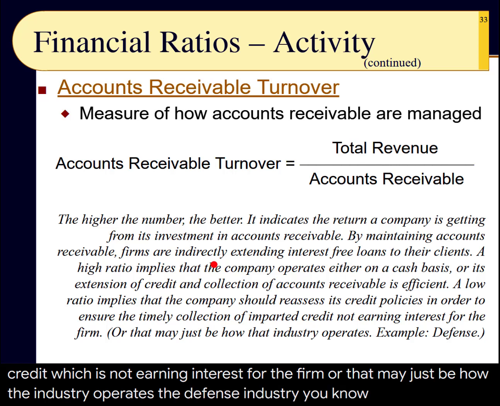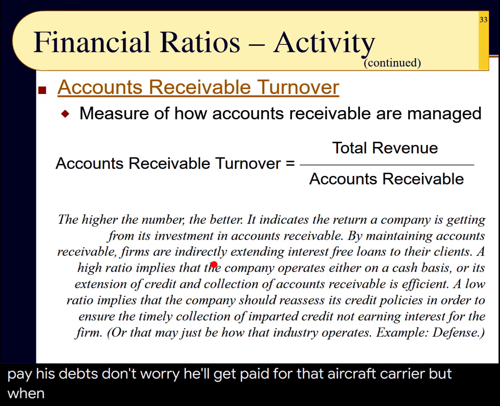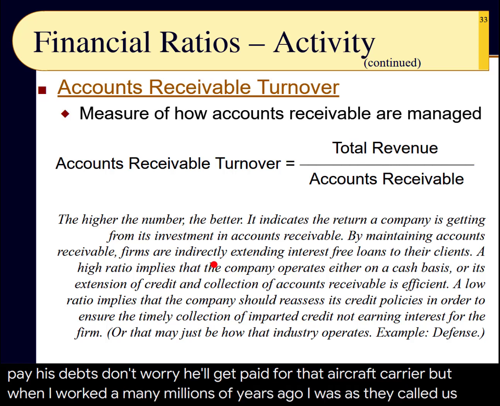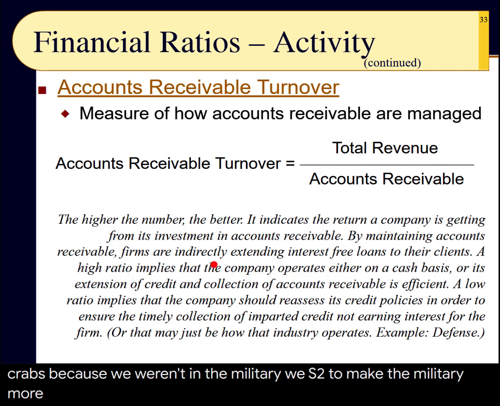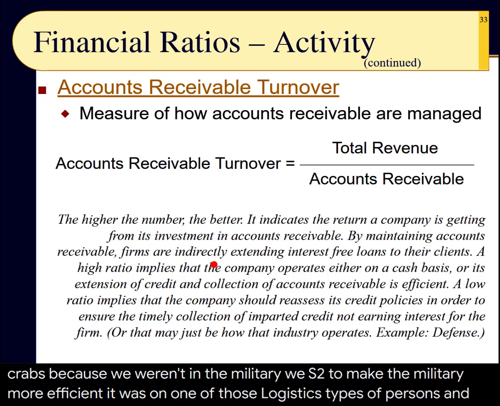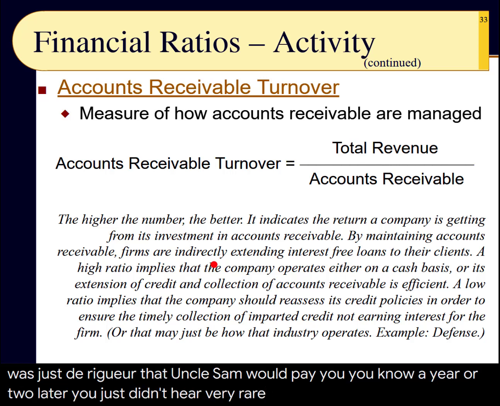You know, Uncle Sam does pay his debts. Don't worry, he'll get paid for that aircraft carrier. But when I worked many millions of years ago, they called us sand crabs because we weren't in the military. We were contractors, and we did our best to make the military more efficient. I was one of those logistics types, and it was just de rigueur that Uncle Sam would pay you a year or two later. You're very rare if you got paid.